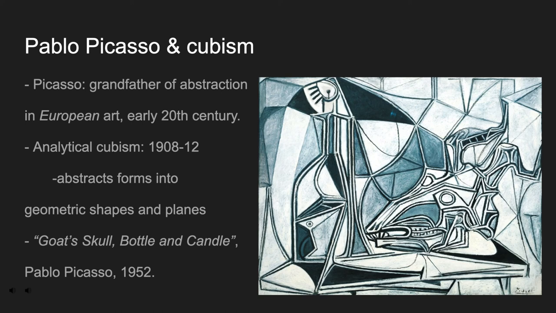And there were two types. We're going to talk about analytical cubism. So in this example here, his painting would be an example of analytical cubism. And so the artist would analyze the different planes of an object and then try to draw them at multiple perspectives. So in this goat skull, for example, you can see the sides and the front at the same time. So he did this on purpose, and he used planar analysis to think about different sides of an object and show multiple sides at the same time. All right.